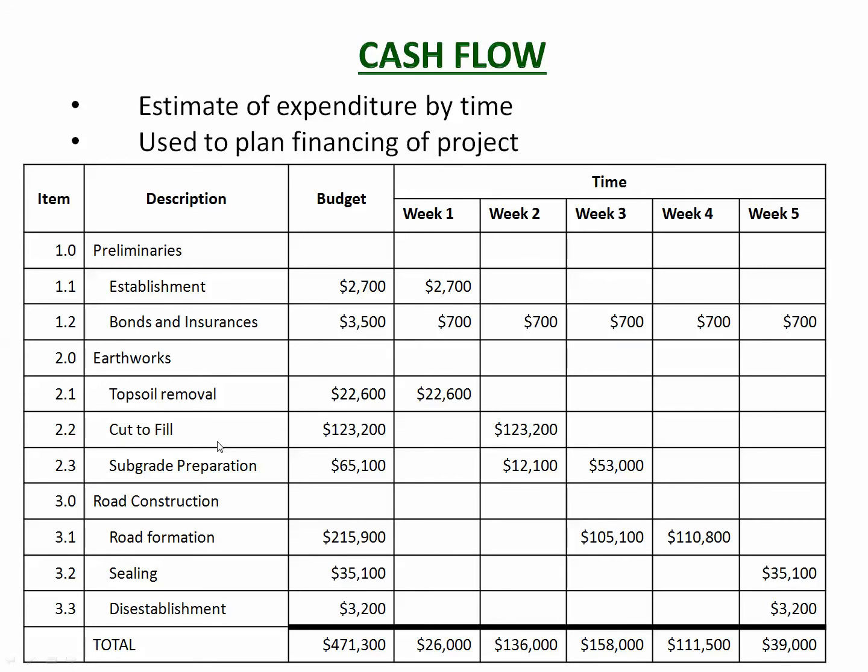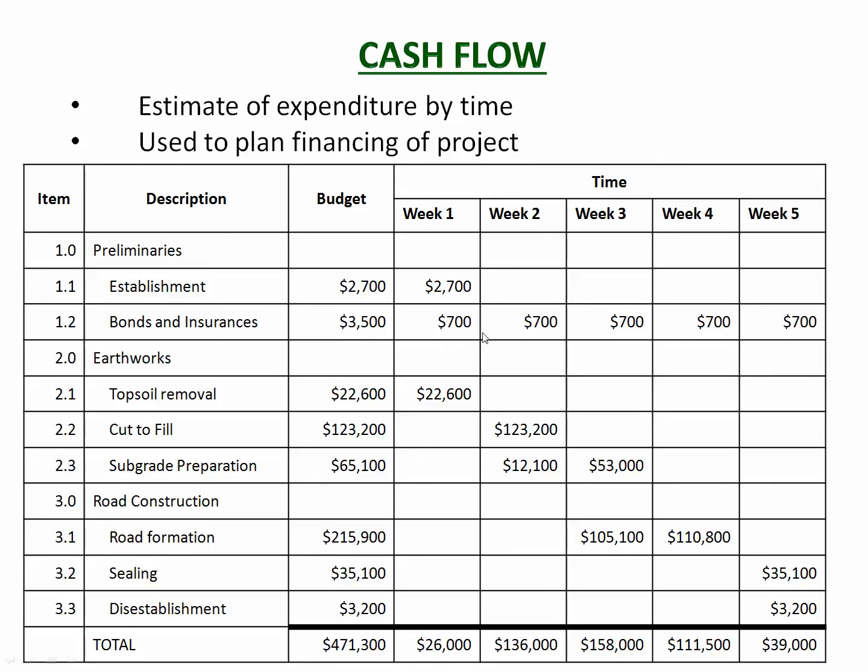Cash flow is the estimate of the expenditure by time. So here's a cash flow table. You can see there's our budget from the previous slide. There's those numbers that we sort of estimated there, and there's the total amount. But now what we've done is we've taken these numbers and we've said, when is that expenditure happening? So the establishment, that $2,700, is happening in week 1.